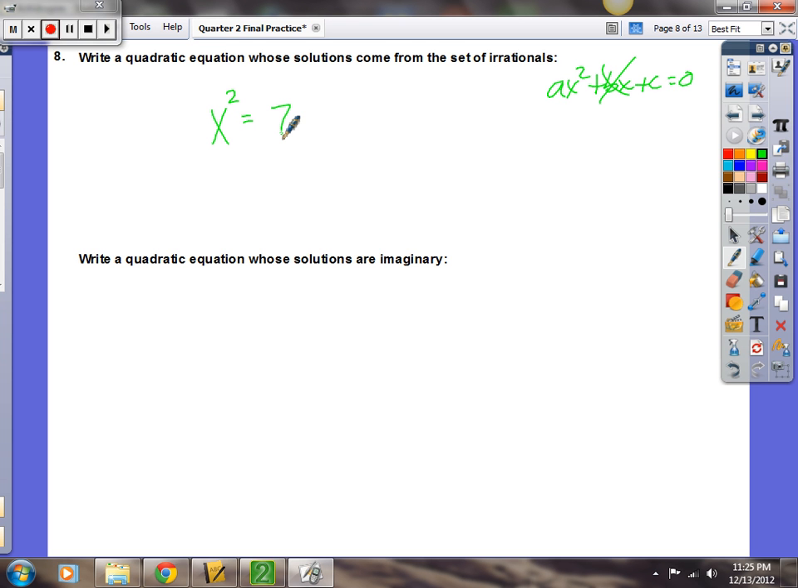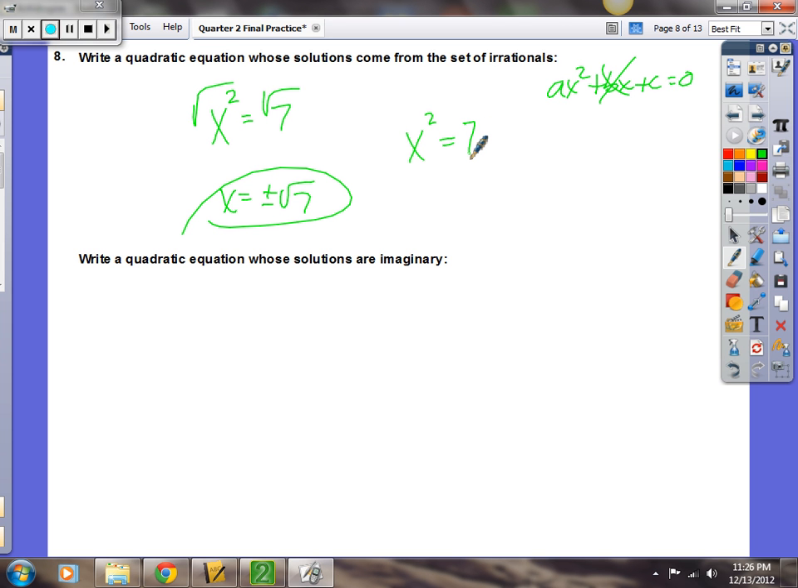Okay, now solve it. What number times itself is 7? It's going to be the square root. So it's going to be x equals plus or minus square root of 7. Okay, there's your answer. Your answer comes from the set of irrationals. So a slick equation is just going to be x squared equals 7.